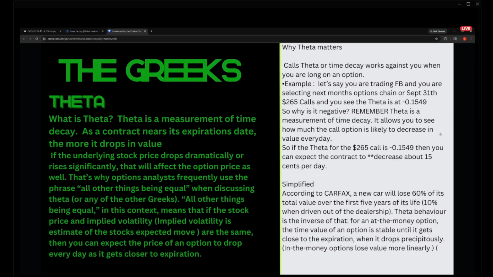Simplified, according to Carfax, a new car loses 60% of its total value over the first 5 years of its life, 10% when it's driven out of the dealership. Theta behavior is inverse to that. For an at-the-money option, the time value of an option is stable until it gets close to expiration, when it drops more precipitously.